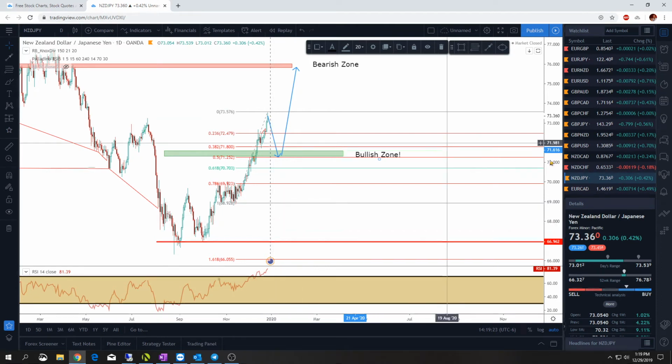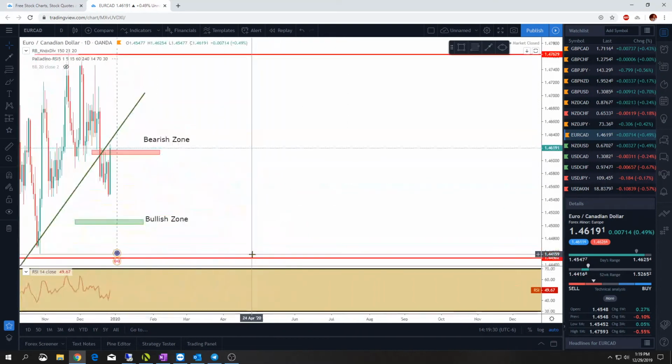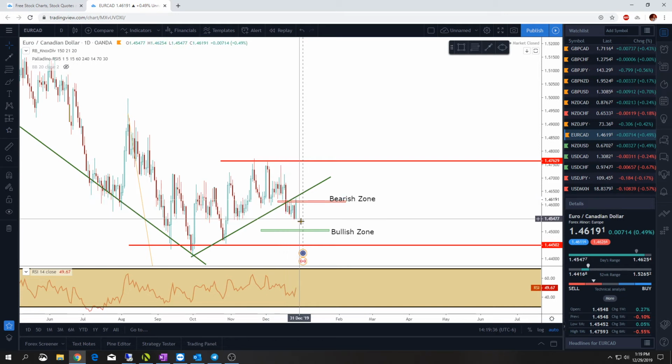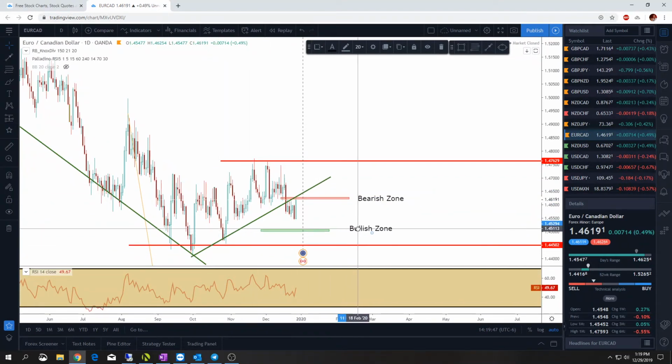All right. Another drink. Euro, Canadian dollar. All right, so we had this upward trend. We had this bearish break of that trend, and now we've just been testing it. So I like this pair bearish right now as it retested this trend line, and I'm not bullish again till this level.